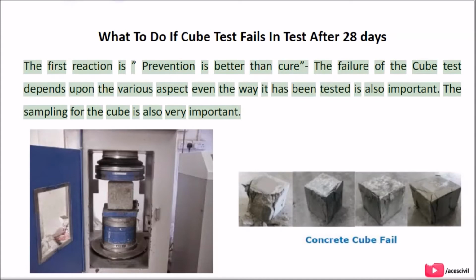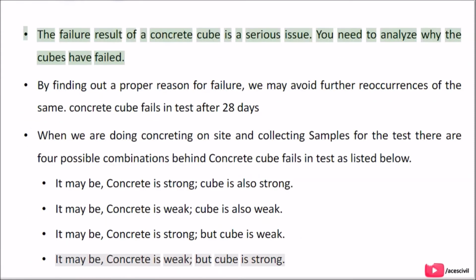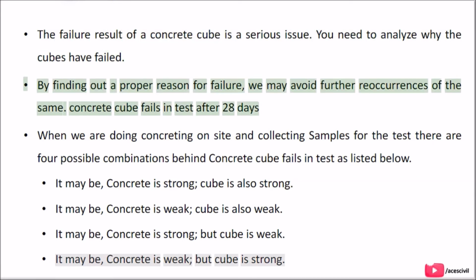The first reaction is that prevention is better than cure. The failure of the cube test depends upon various aspects. Even the way it has been tested is also important. The sampling for the cube is also very important. The failure result of a concrete cube is a serious issue. You need to analyze why the cubes have failed. By finding out a proper reason for failure, we may avoid further reoccurrences of the same.